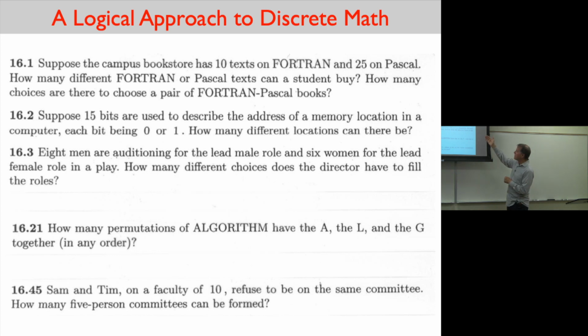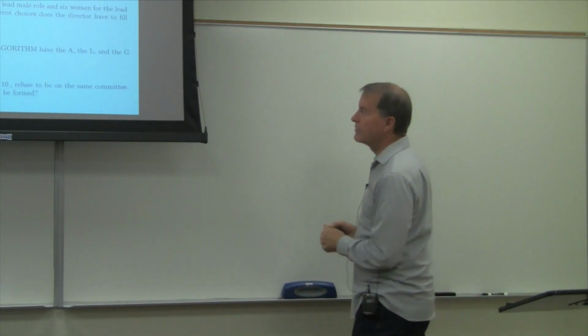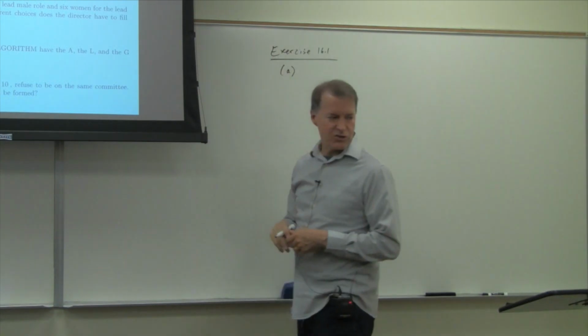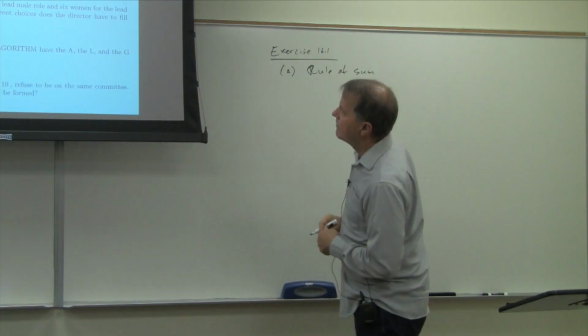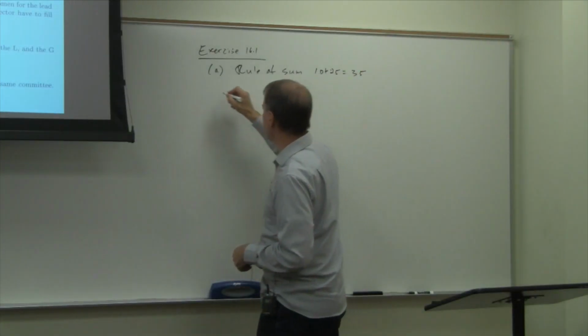But anyway, suppose the campus bookstore has 10 texts on Fortran and 25 on Pascal. How many different Fortran or Pascal texts can a student buy? 35, the sum. So for exercise 16.1, you would use the rule of sum, and it would be 10 plus 25 is 35. But what about the second part of the problem?